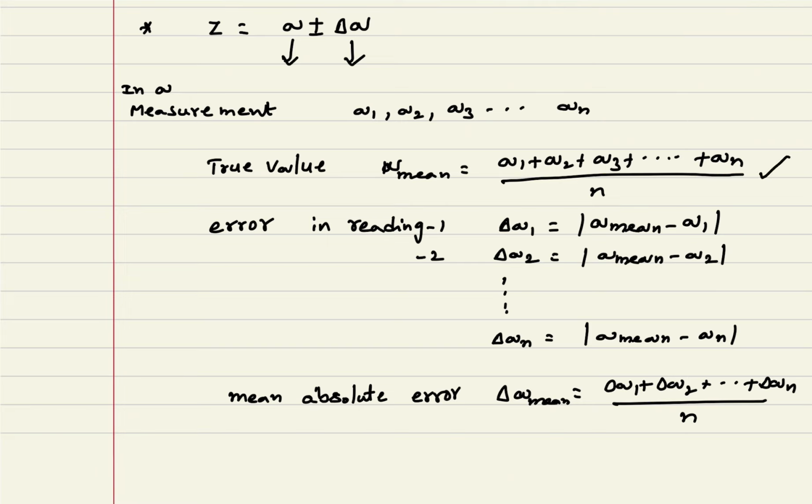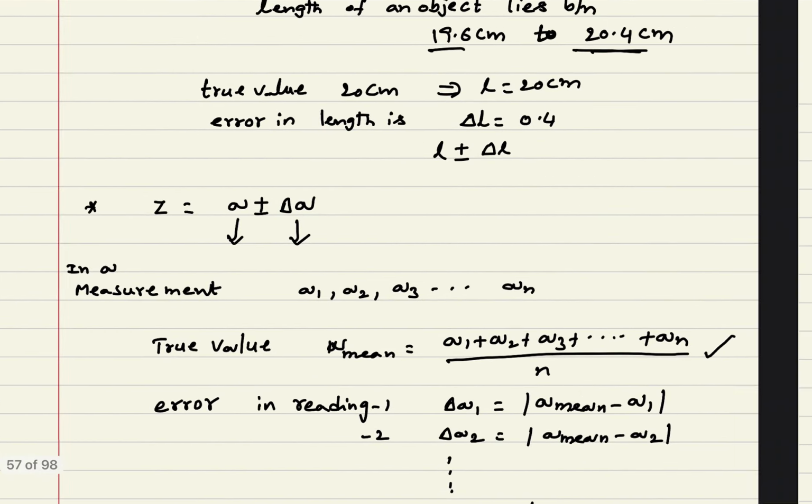Now these are the general relations while solving problems. Also keep in mind, if readings are given, we can calculate the mean value as the true value, and the mean absolute error you can take as the error in that value. Now I am taking different values. Suppose I want to calculate the relative error.